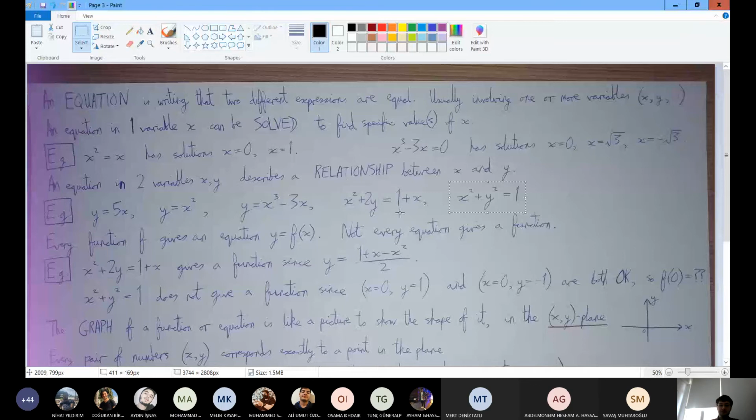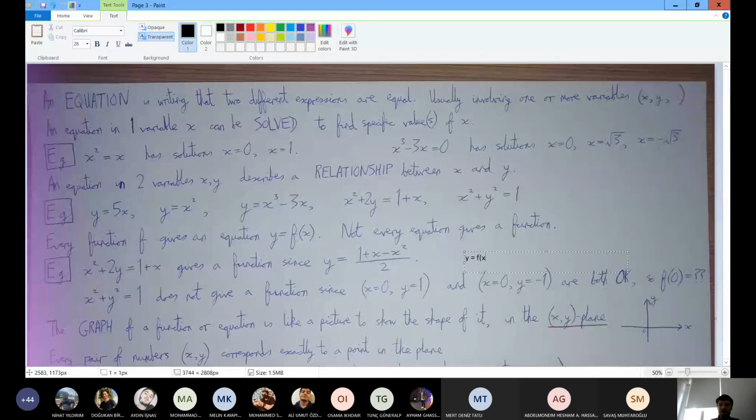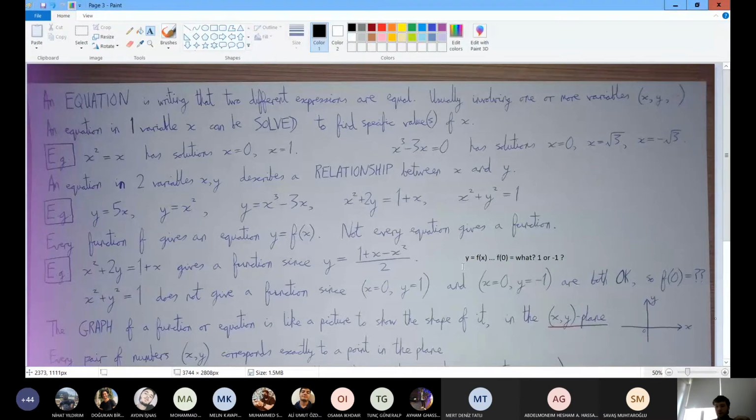So if you imagine writing y equals f of x, that can't work, because then f of 0 equals what? 1 or minus 1. You could have y equals f of x, but then 1 equals f of 0 from there, minus 1 equals f of 0 from there, which is impossible for a function, because a function should take an input number and give you an exact rule for finding the output number. So if you're inputting the number 0 and you can output either 1 or minus 1, that's not allowed.